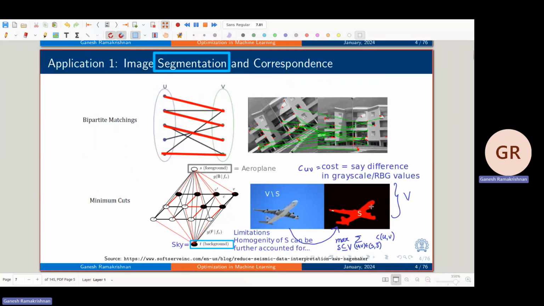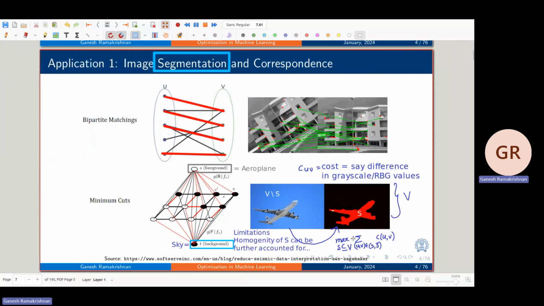So let's see how we tackle this problem. We have created a foreground and a background in this simple case. In the case of Lotus, it's not going to be just foreground. Foreground itself has different components. So CUV in this case is, say, the difference in grayscale RGB values. Create a cost.